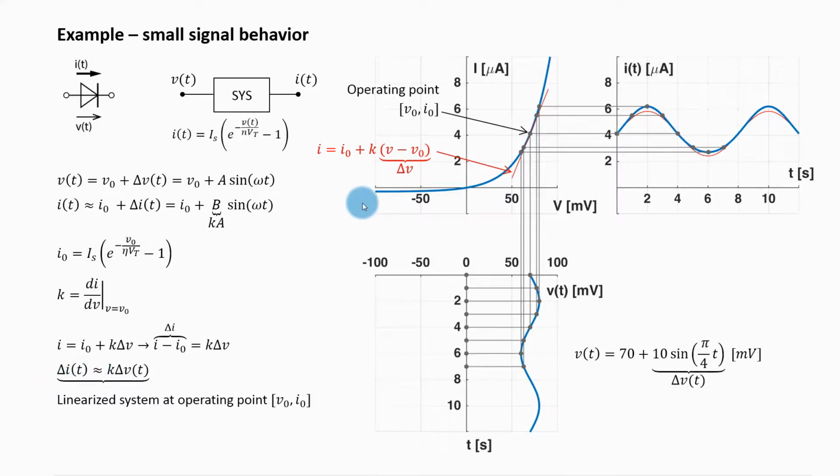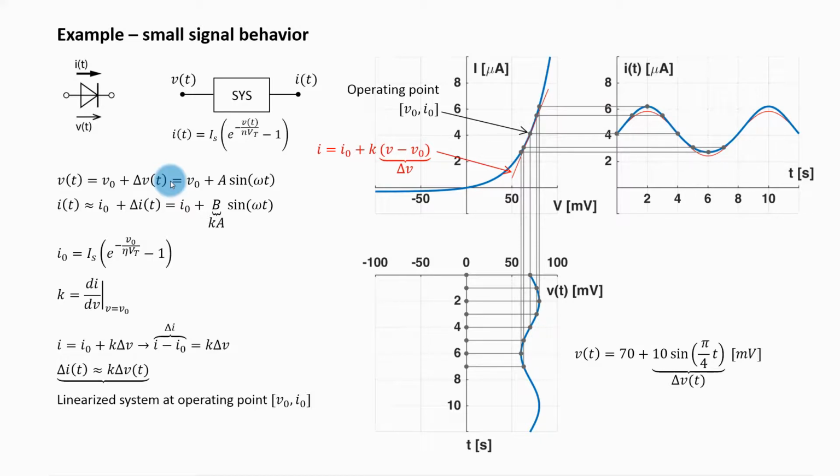The precision of this approximation will depend on how well this straight line approximates the true current voltage characteristic of the system. If I'm very close to the operating point, the approximation will often be good. If I'm far away from the operating point, the approximation will be quite bad. Now, if my input values are close to the operating point, that is, this delta V is small, the approximation by the linear system will be good.